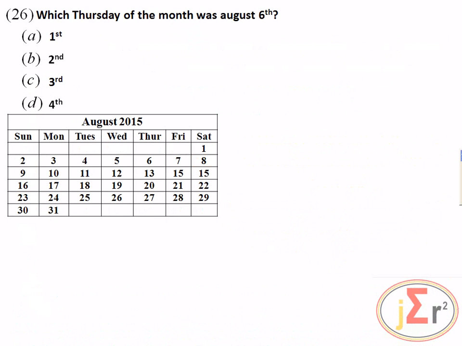Which Thursday of the month was August 6th? And this is a big question if it is just taken all by itself. However, the options that we have there will play the role of a guideline to tell us what our answer should be like. The options are the first, the second, the third, the fourth. Which Thursday? Is it the first, the second, the third Thursday, or the fourth Thursday of the month is August 6th?